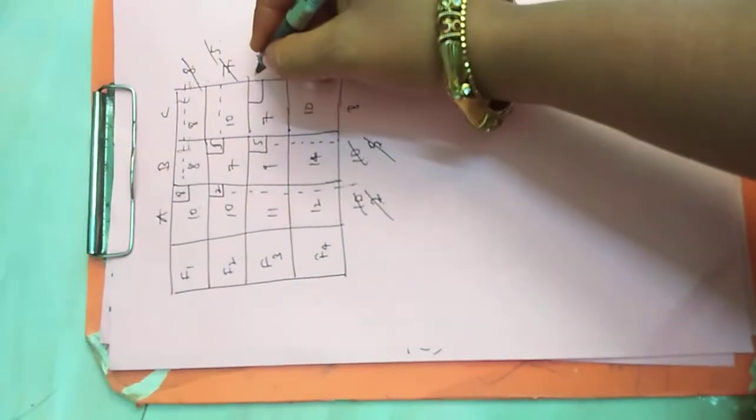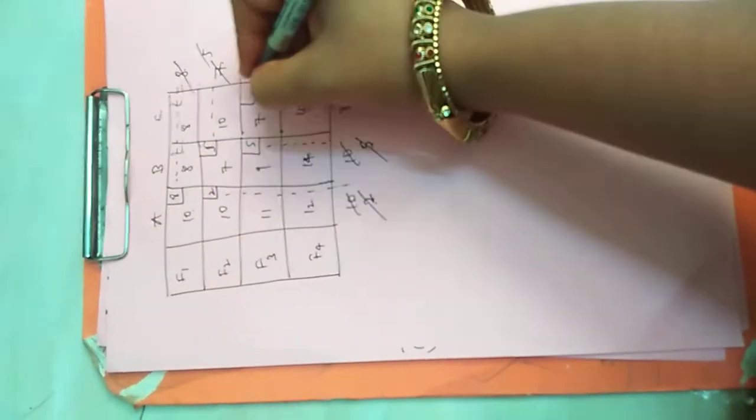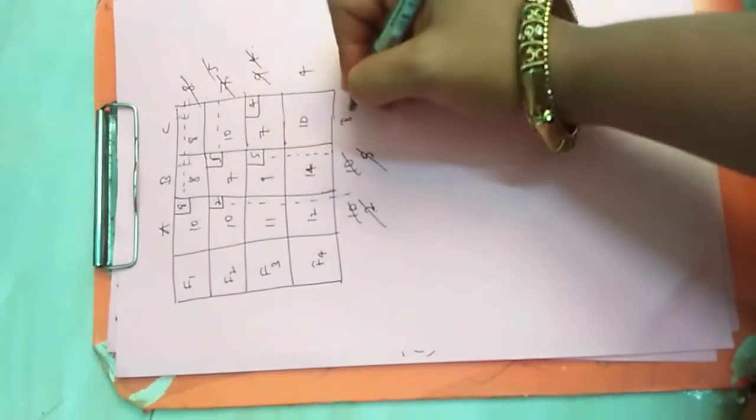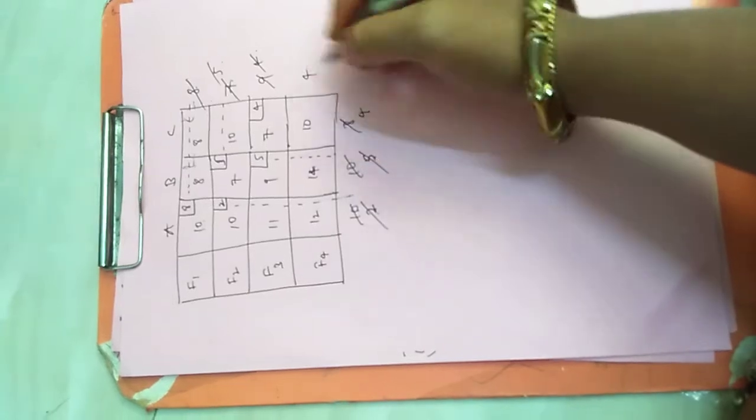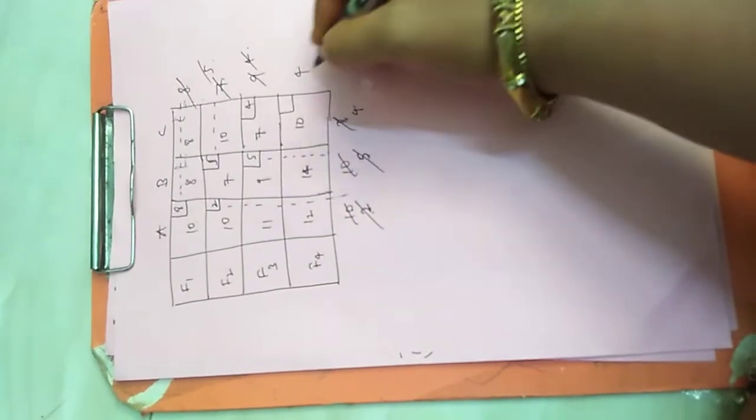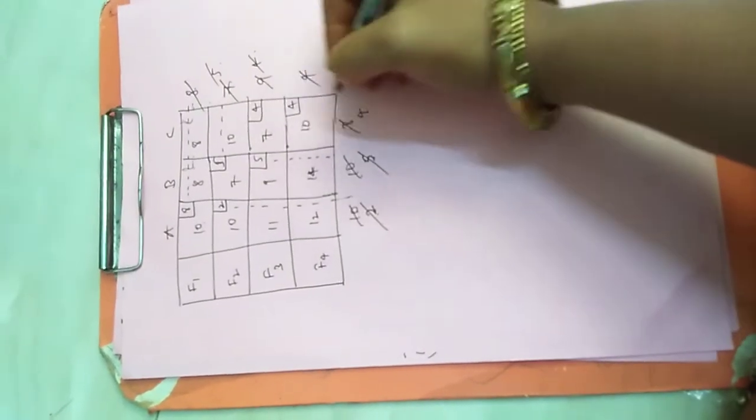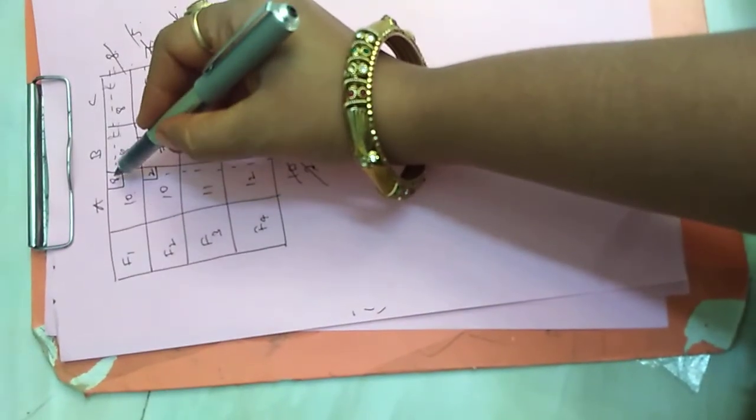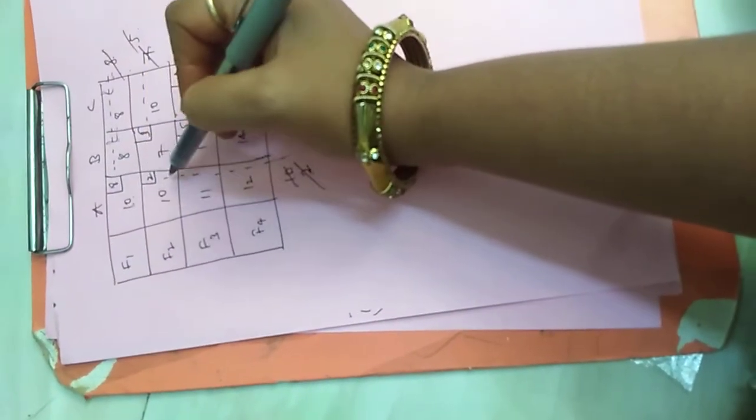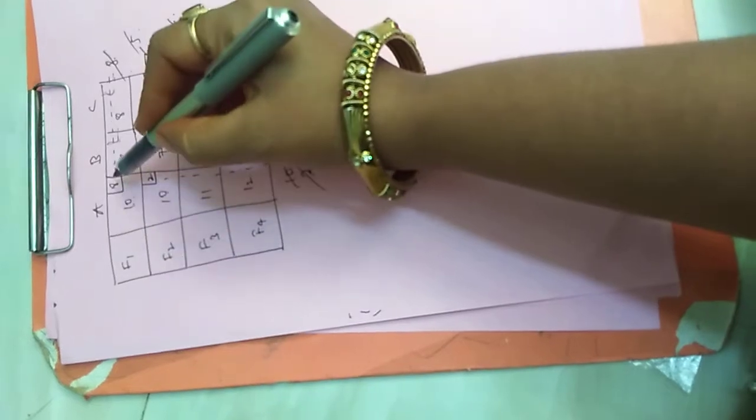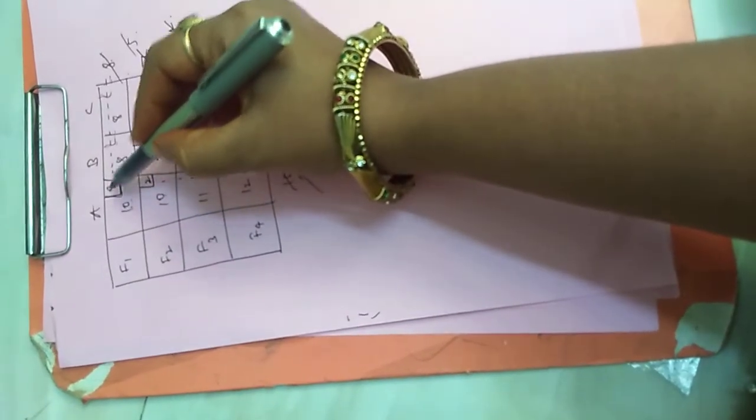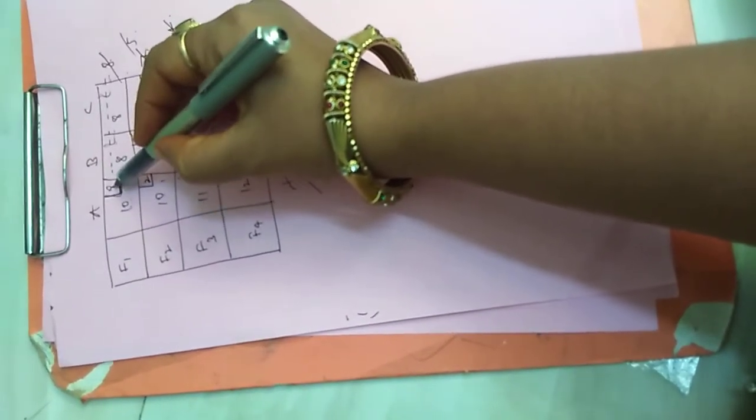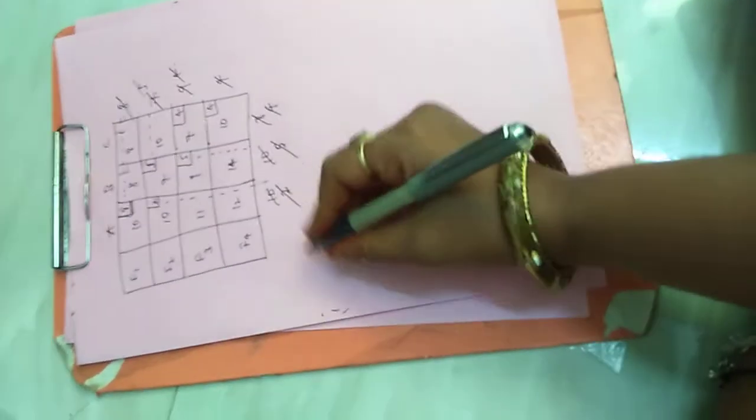Then next, of these two, 4 is least. The remaining 4 we write there. Next we allocate 4 here. So here these values are called cost values. These values are called allocation values.